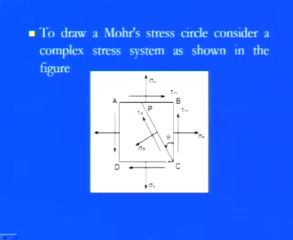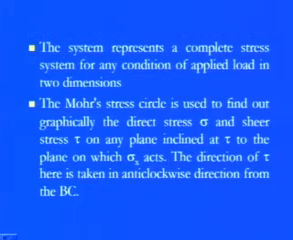We have already established the relation analytically. Now the system represents a complex stress system for any condition of applied load in two dimensions, x and y. The Mohr stress circle is used to find graphically the direct stress sigma as well as the shear stress tau on this particular plane, the theta plane, which is inclined at theta to the plane on which sigma x is acting. The direction of tau here is taken as anti-clockwise from BC. The tau tries to oppose the concerned shear stresses.